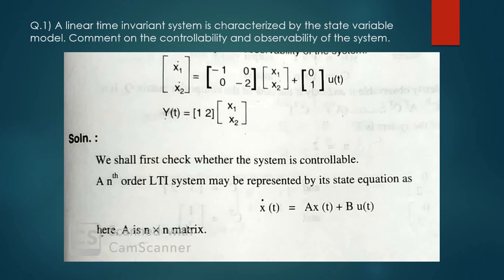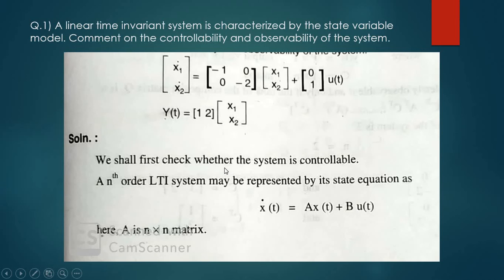Now the question is: a linear time invariant system is characterized by the state variable model. Comment on the controllability and the observability. As you can see, the state space time invariant model is given: x1 dot, x2 dot is equal to [-1 0; 0 -2] times x1, x2 plus [0; 1] u of t, whereas y of t is given as [1 2] times x1, x2. This is given in the question itself.